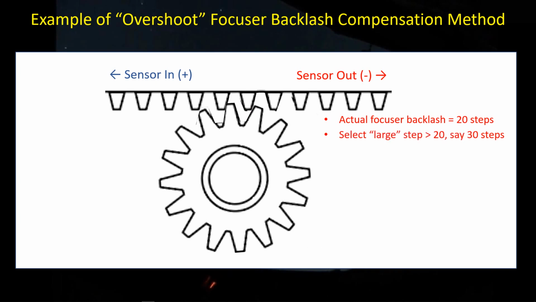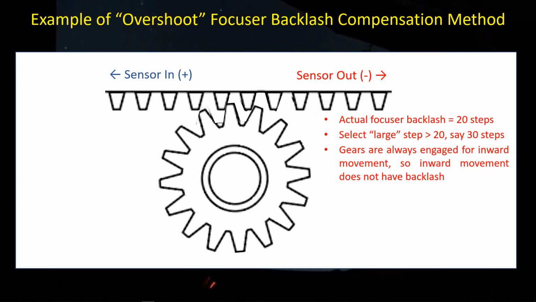Second thing is, using the overshoot method, we need to not just compensate for the backlash of 20 steps. We want to make sure that we've compensated for the actual backlash. So I'm going to overestimate what I think the actual backlash is and just call a large step 30 steps instead of 20. I just want to make sure that whatever steps I'm using for the overshoot method here, they're larger than the actual number of steps of backlash. The gears are always engaged for one direction, either for inward motion or outward motion.